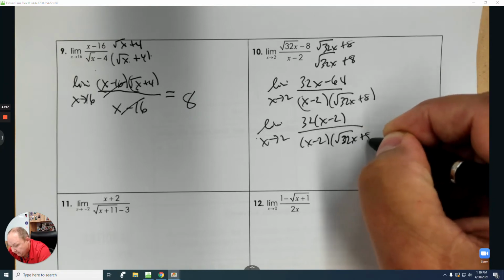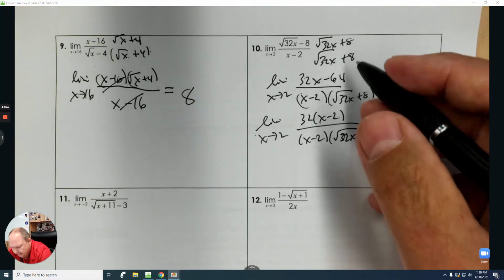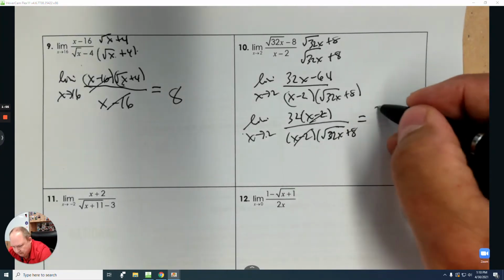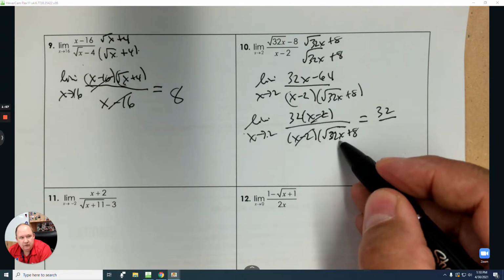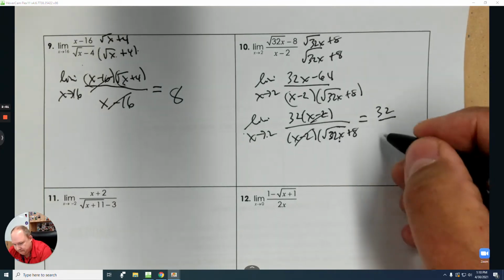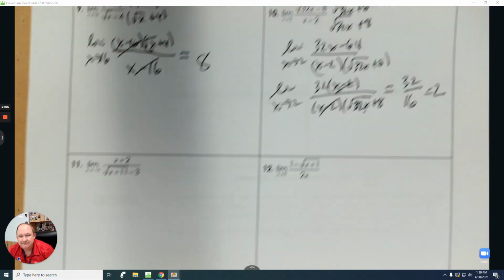That would create a hole in the graph, which the limit still exists at a hole. So x subtract 2 eliminates, plug in 2, we get 32 times 2 is 64. So the square root of 64 is 8 plus 8, and you get your answer. So the answer to that is 2.